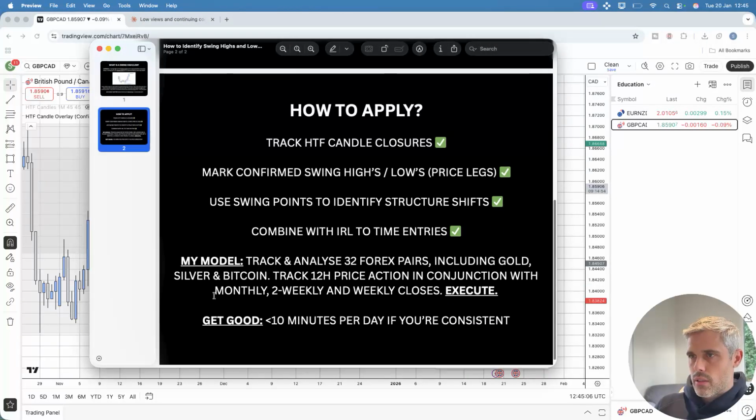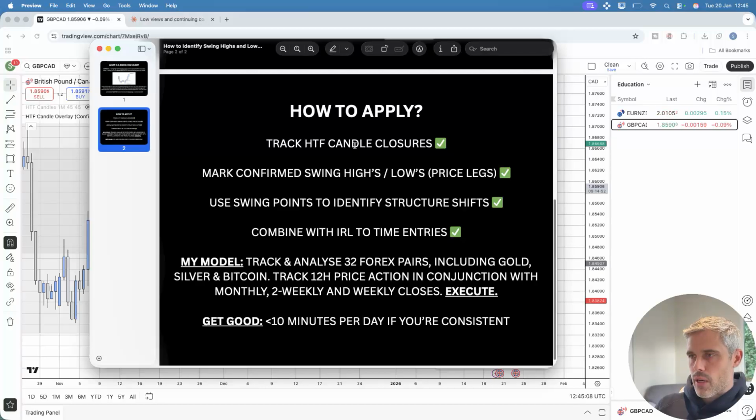So how do you apply this? Always track your higher time frame candle closures. I have a lot more content on trading candle ranges, so use that content to understand which candle ranges are going to be respected and disrespected. Then mark your confirmed swing highs and swing lows in the creation of price legs on your execution time frame. Then use those swing points to mark shifts in market structure, and I'm going to do a whole video on market structure that you can check out.